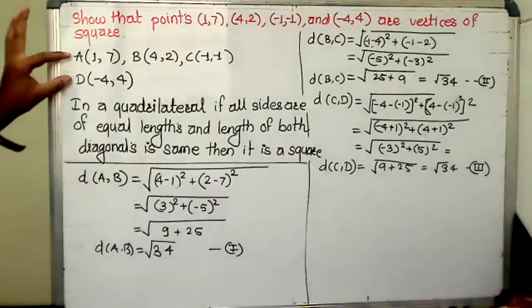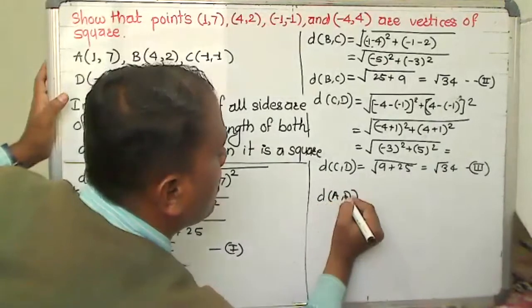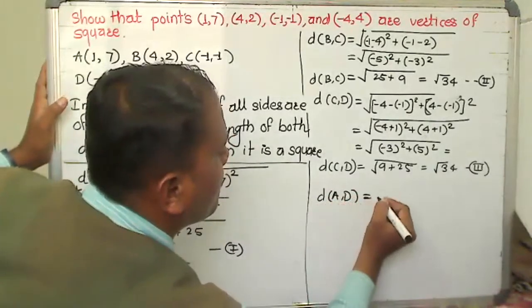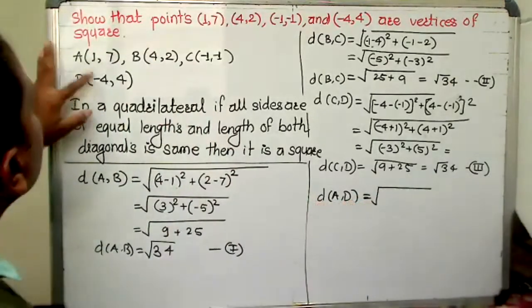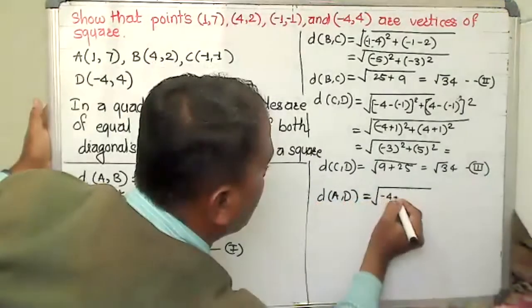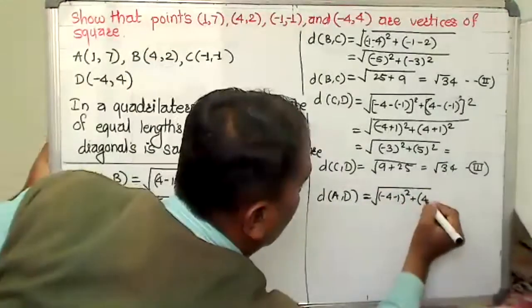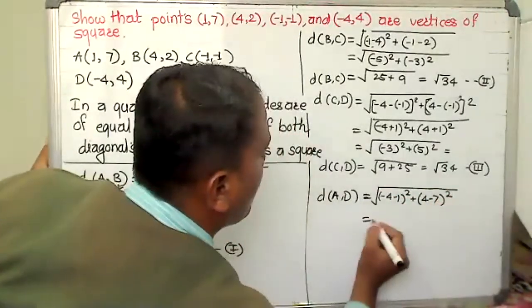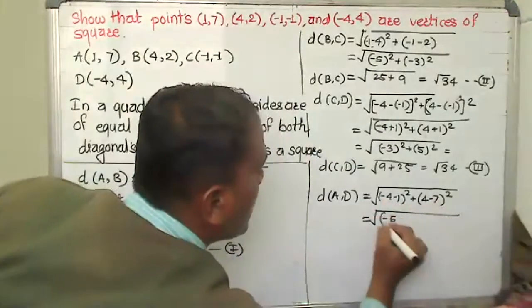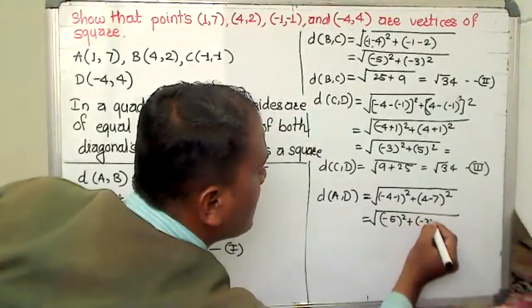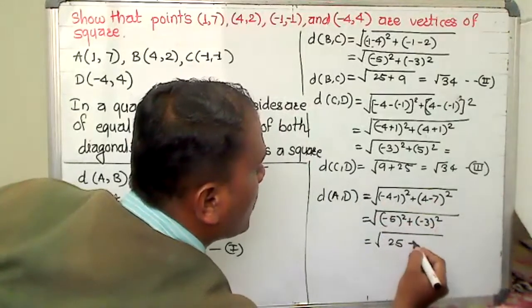Now we need to find the distance AD. Distance AD or distance DA, whatever, the distance will remain the same. So distance AD is (-4 minus 1) squared plus (4 minus 7) squared. So minus 4 minus 1 is minus 5, squared, plus minus 3 squared. So (-5) squared is 25 plus 9.